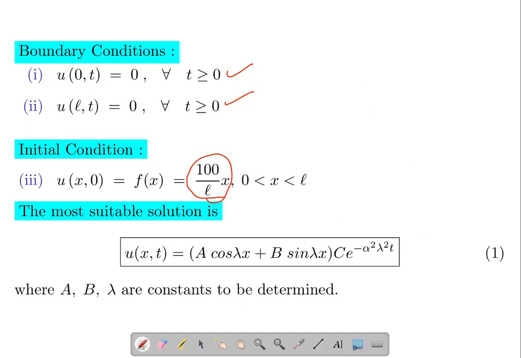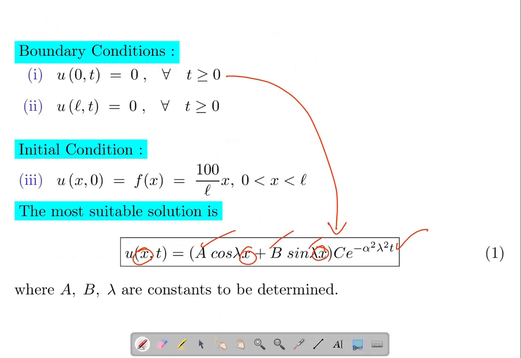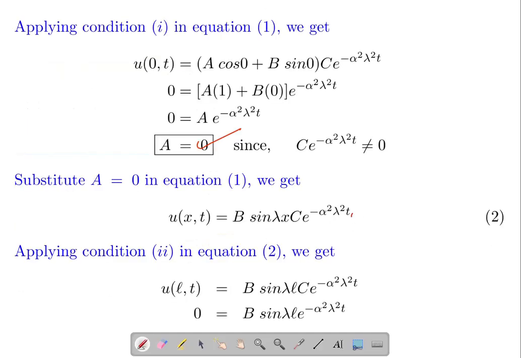So this is your proper solution. Here we need to find what is A, what is B, and what is lambda. First we apply condition number 1 in this solution. Wherever x is there we replace it with 0, so we get A is equal to 0. Now we replace A is equal to 0 in the solution, so this term tends to 0, and we get this part.